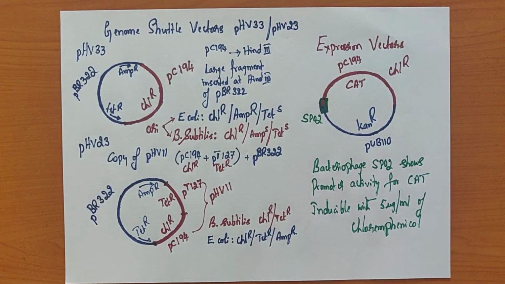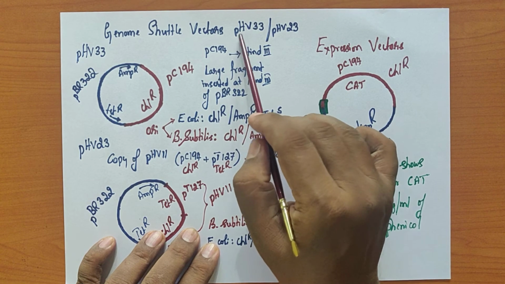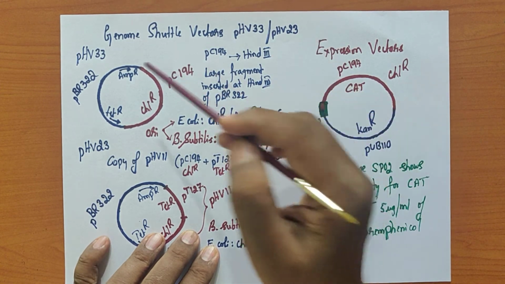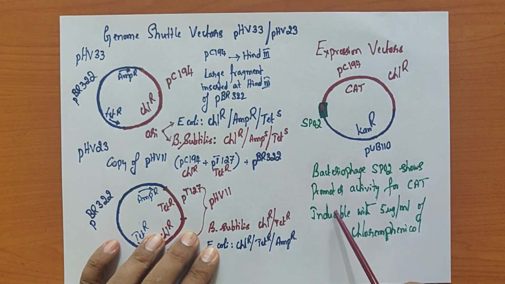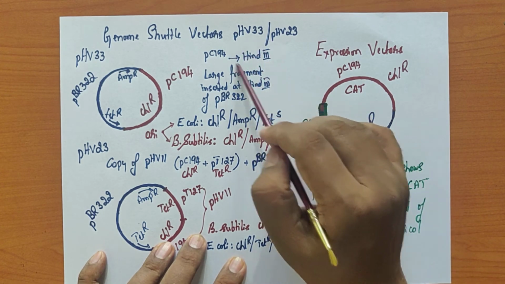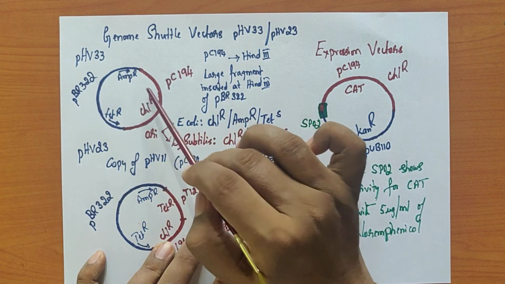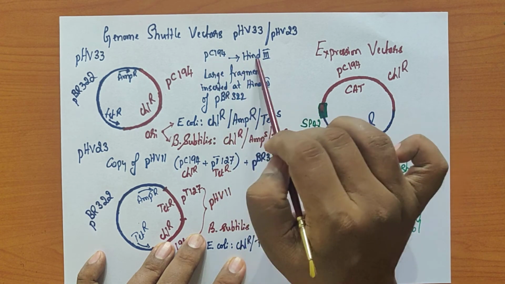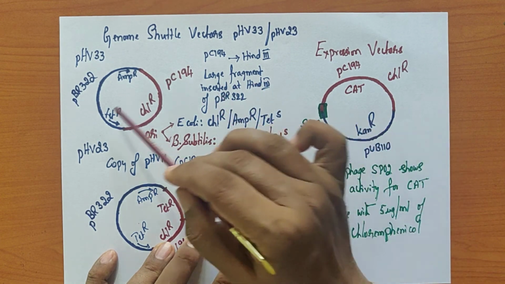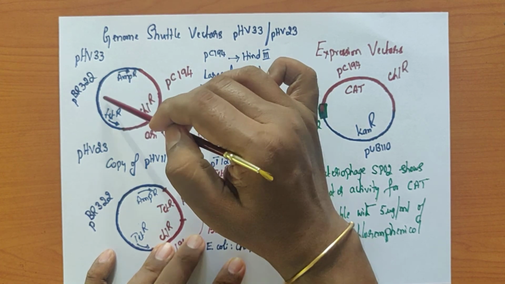The other shuttle vectors are going to be the genome shuttle vectors, pHV33 and pHV23. First we will discuss pHV33. Here, they have taken the large HindIII fragment of pC194, unlike in the previous one, which contains the chloramphenicol resistance gene. This fragment is inserted into the HindIII site of pBR322. We know that pBR322 has an ampicillin resistance gene, a tetracycline resistance gene, and an origin of replication.